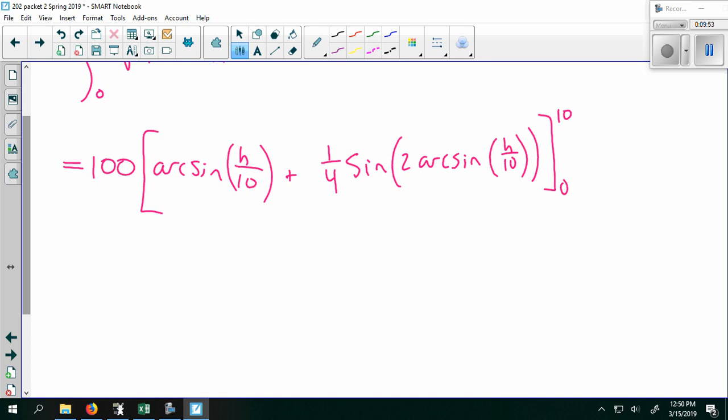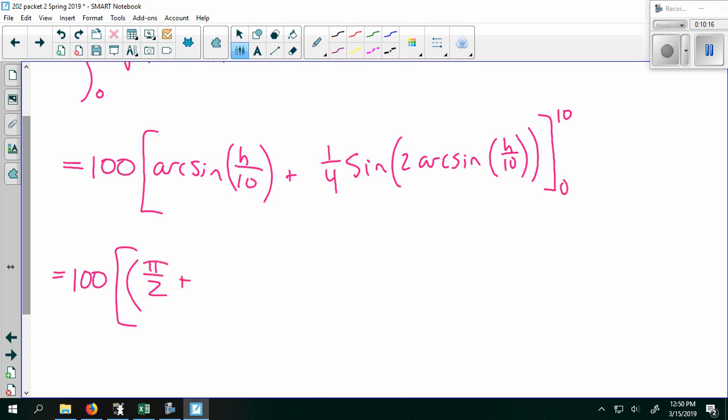A lot of this I can do in my head. Okay, so if I plug in a 10, 10 over 10 is 1, and the arcsine of 1, so you're looking for a place in the unit circle that has a sine value of 1. That happens at pi over 2.